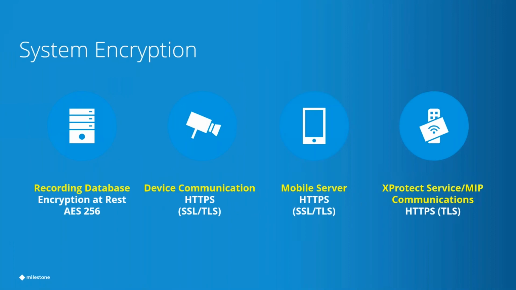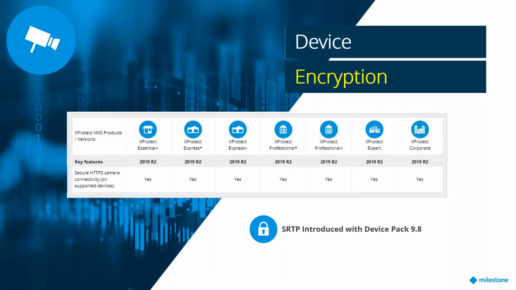The next thing we're going to talk about is device communication encryption. You'll see here, device communication encryption is available across our entire product suite, both in our C code and our E code product lines. Secure Real-Time Transport Protocol, or SRTP, was first introduced in Device Pack 9.8. However, HTTPS has been around for much longer than that.